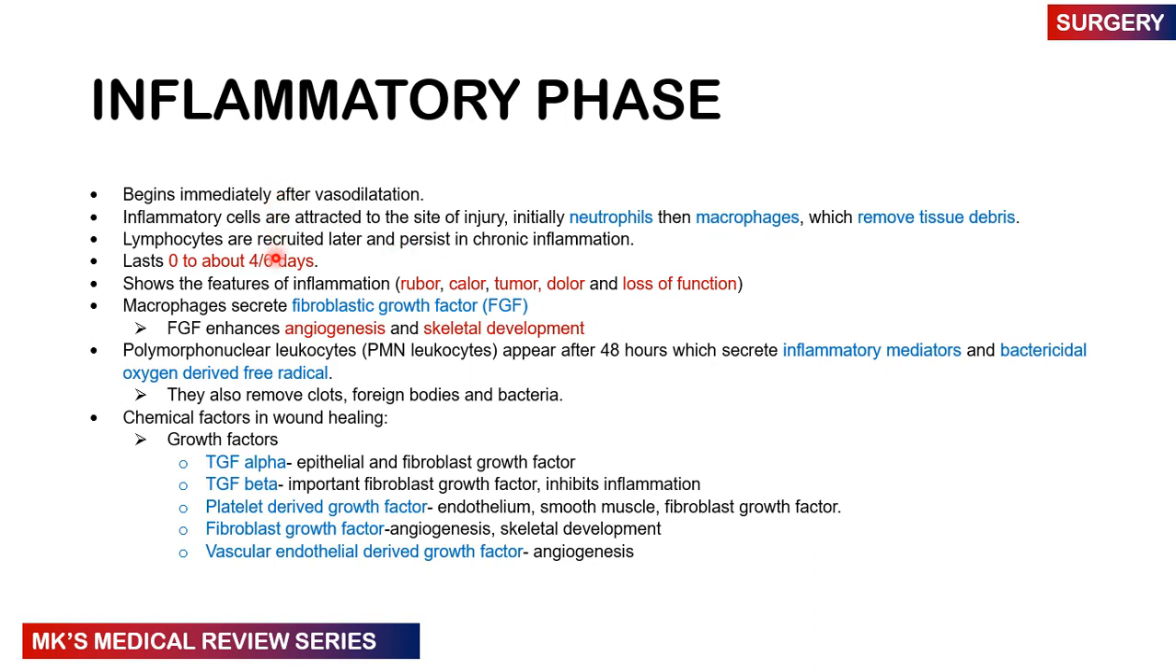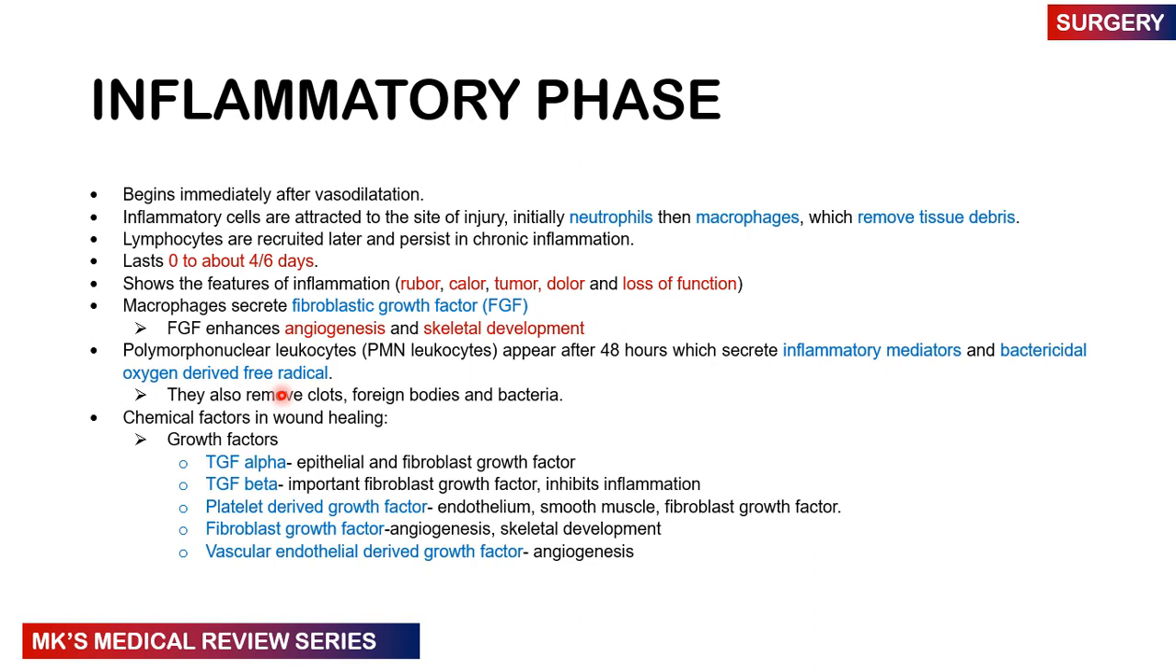So this shows features of inflammation. So the rubor, calor, tumor, dolor, and functio laesa, which is pretty much redness. There should be swelling, there should be pain, there should be warmth or heat, and there should be loss of function. So this is just in Latin translated to English. So the macrophages are going to be producing what is known as fibroblast growth factor. So this is going to enhance angiogenesis, the formation of new blood vessels, as well as skeletal development. The polymorphonuclear leukocytes are going to appear after 48 hours, and they're going to be secreting inflammatory mediators. They're going to be secreting bactericidal or oxygen-derived free radicals, and they also remove the blood clots, the foreign bodies, or any bacteria that is present.